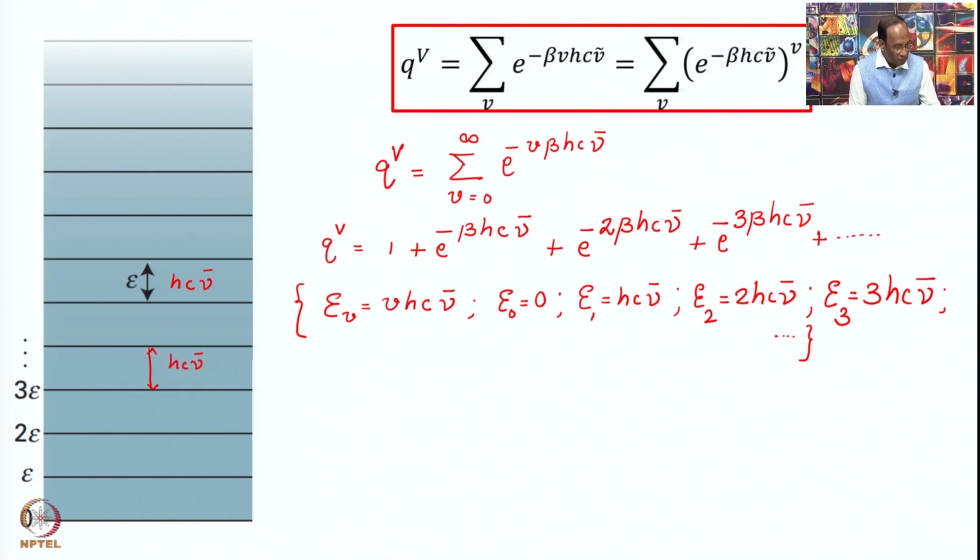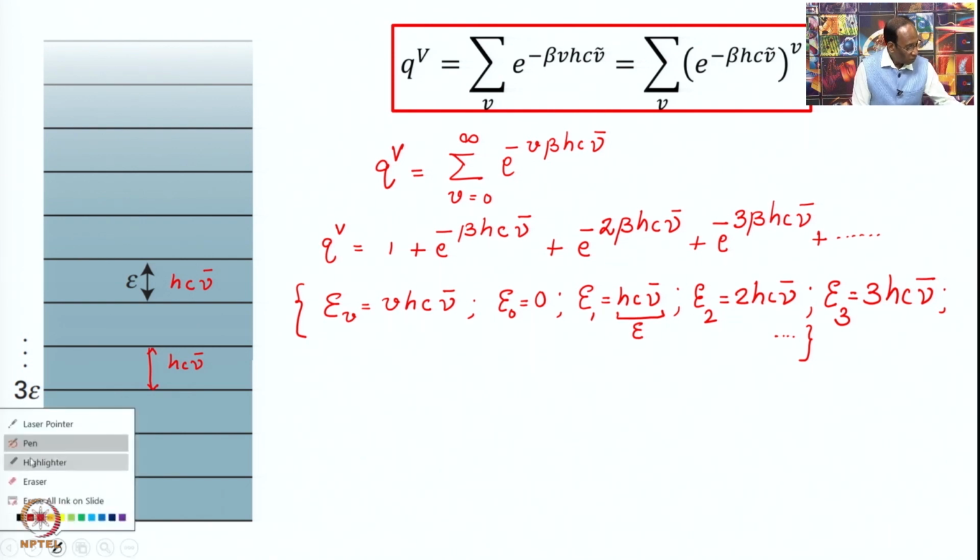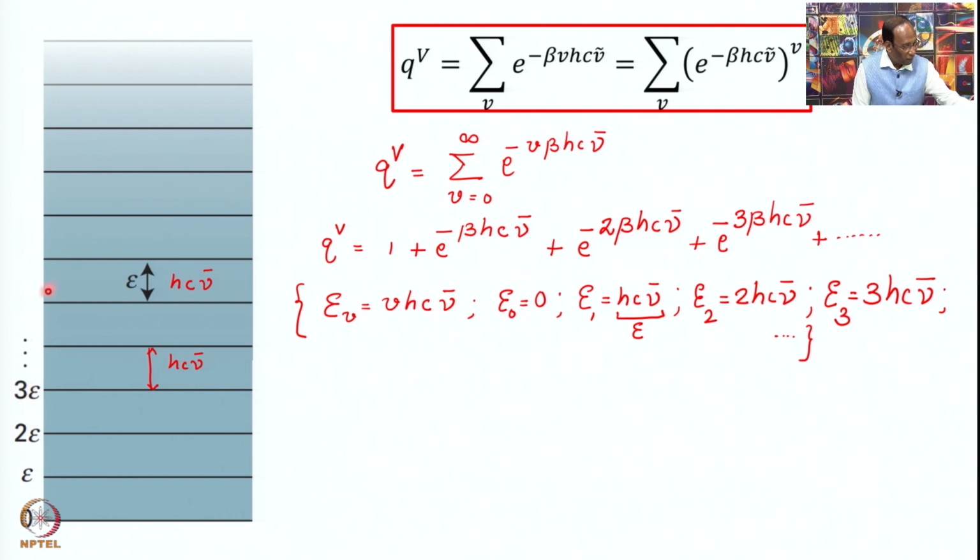And if I set this h c nu bar equal to E, then you have E, 2E, 3E, 4E, etc. So, this becomes a uniform ladder of energy levels. Remember the approximation here: we are considering that the vibrational excitation is not too large. Therefore, we are using the harmonic oscillator approximation. So, this is the same case as we discussed earlier when we talked about a uniform ladder of energy levels.